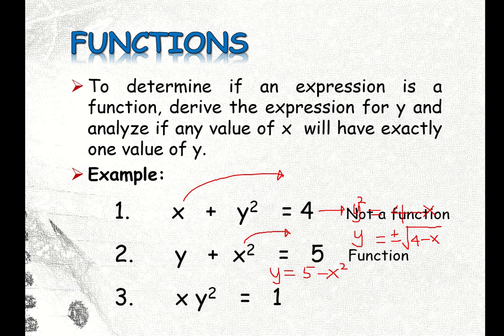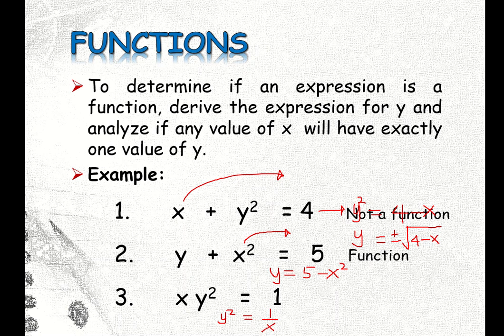Now, for the third example, we have x times y squared equal to 1. To solve for y in terms of x, we need to remove the term that goes with y squared. The only way to do that is to divide both sides by x. When you divide by x, what is left is y squared. And on the right side, to keep it balanced and still use the equals symbol, what we did on the left side we also do on the right side. So we have 1 divided by x.